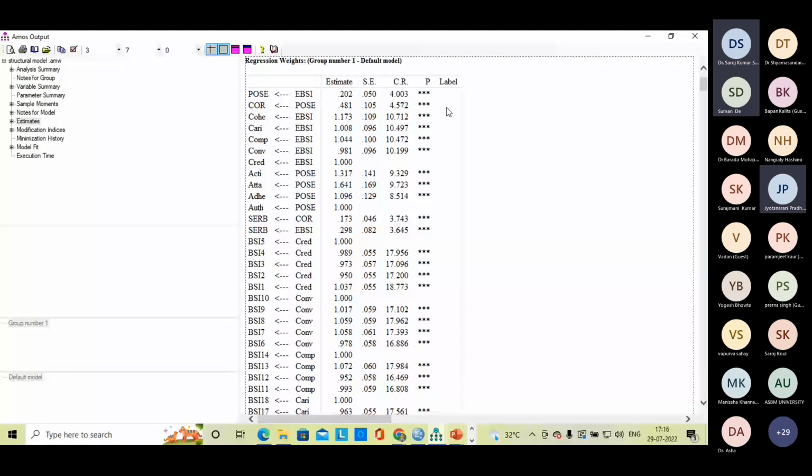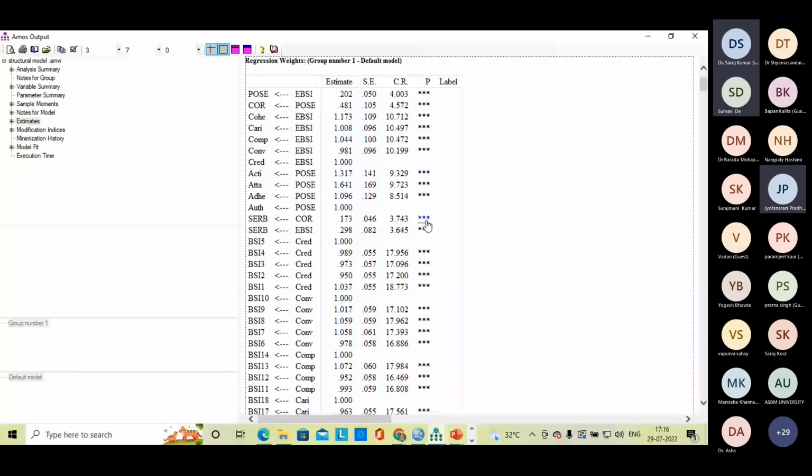Then, corporate reputation has a significant positive impact on sales employee retention. Look at my cursor movement. This hypothesis is also supported at the 1% level of significance. Simply write supported here.